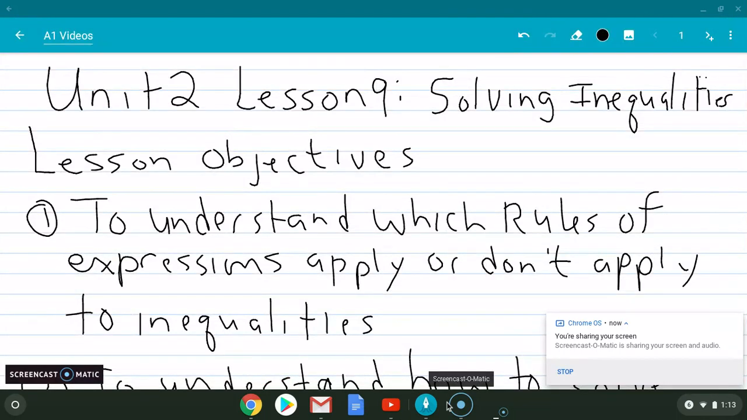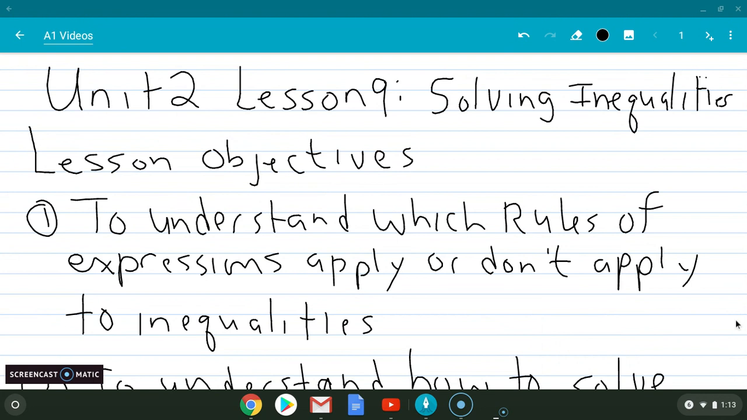This is Unit 2, Lesson 9, Solving Inequalities. We have 3 objectives. The first objective is to understand which rules of expressions that we've learned do or don't apply to inequalities.